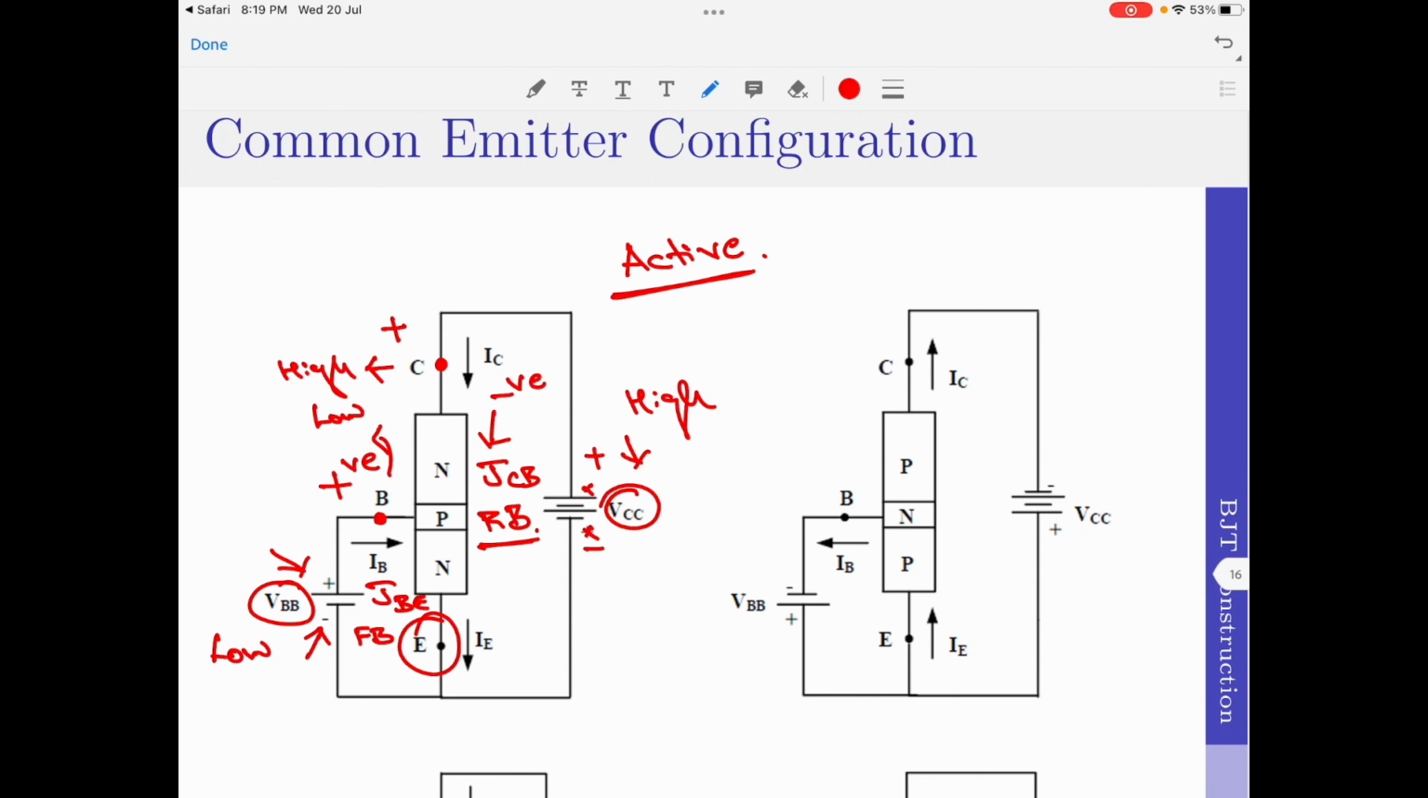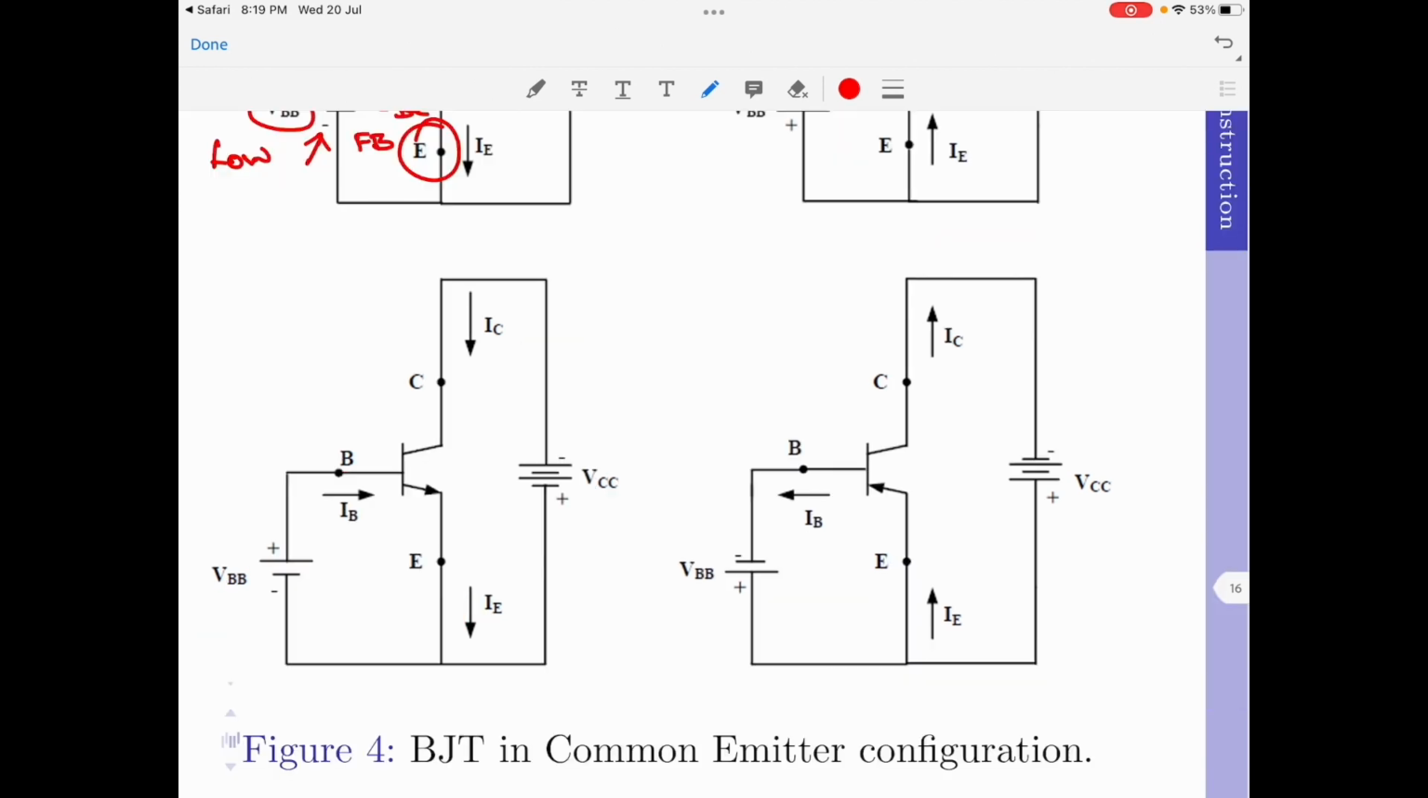If I simply reverse all the voltages and currents, I can apply the same principle for the PNP transistor. Once again, down here I have shown the original circuit diagrams which use the symbolic representations of the BJT. There is a small correction required in the polarity of VCC for the NPN transistor. This is negative, this is positive.